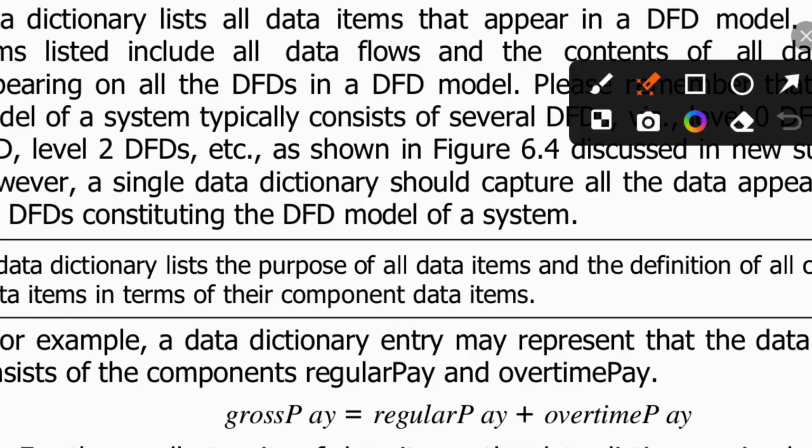For example, a data dictionary entry may represent that the data gross pay consists of the components regular pay and overtime pay. Here gross pay is in the data dictionary, and regular pay and overtime pay are combined in gross pay. Gross pay is an integer number, and regular pay plus overtime pay are both integer numbers.